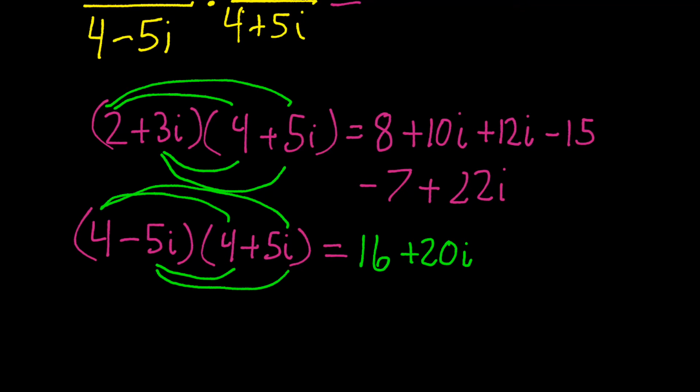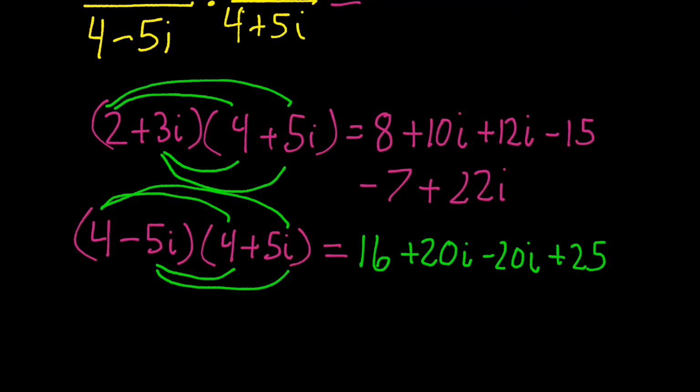We have negative 5i times 4, so that's negative 20i. And I think you can see how our i's cancel out now. And then we have negative 5i times 5i. Well, negative 5 times 5 is negative 25. I times I is negative 1. So negative 25 times negative 1 is positive 25. So we get plus 25 here.